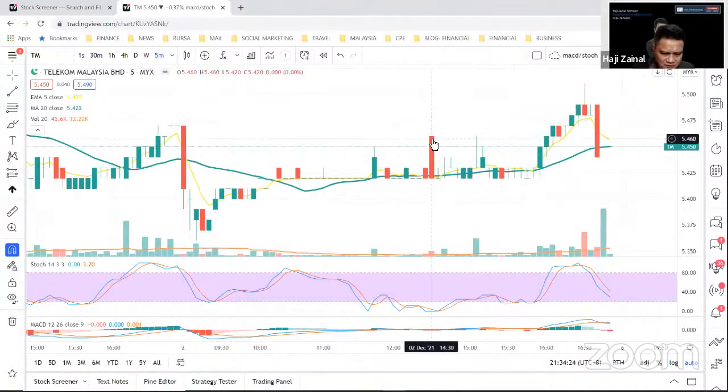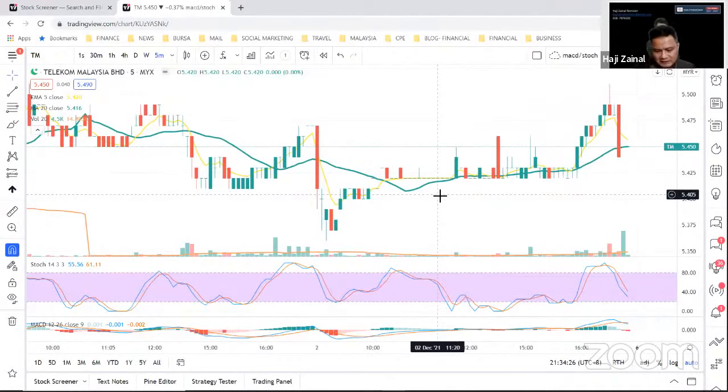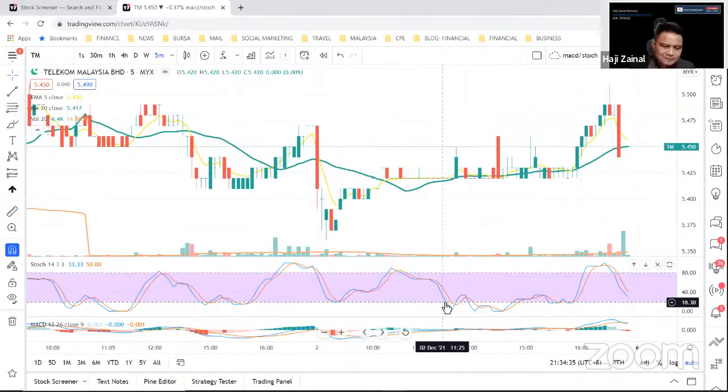The one I usually use is the stochastic. Whenever the stochastic hits below the 20 line, that is where the buy signal is. Of course, don't try it before you practice on a paper trade, because for the short term you need precision. But the theory, or the way of doing it, that's it.